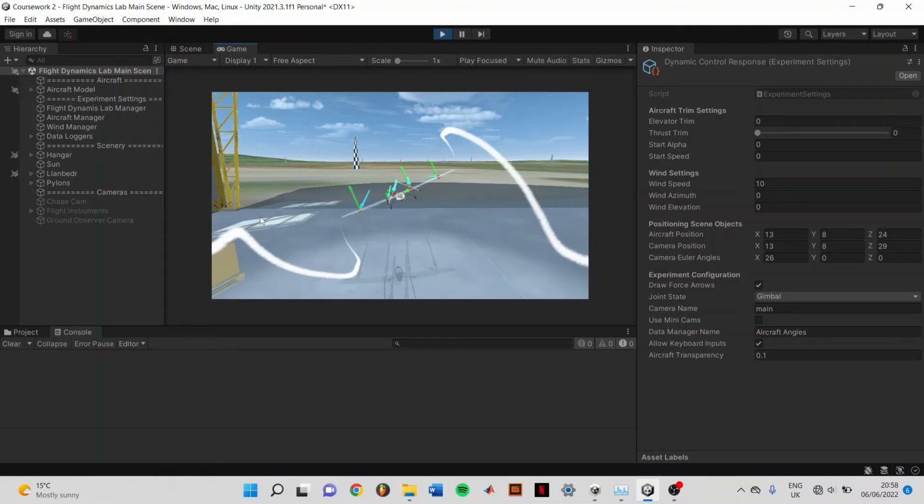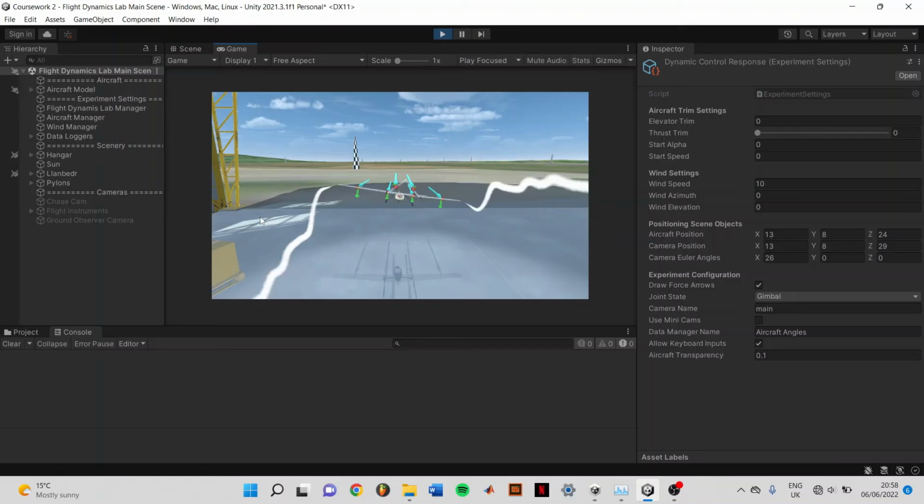Similarly, for the rudder controls, it's controlled with the A and D letters on the keyboard, with A causing the albatross to yaw to your left and the D causing the albatross to yaw to your right.